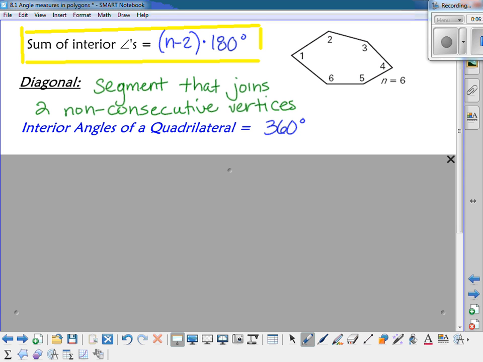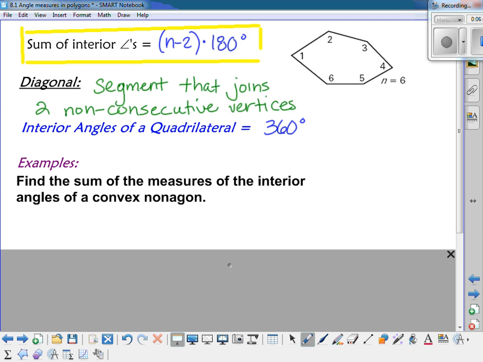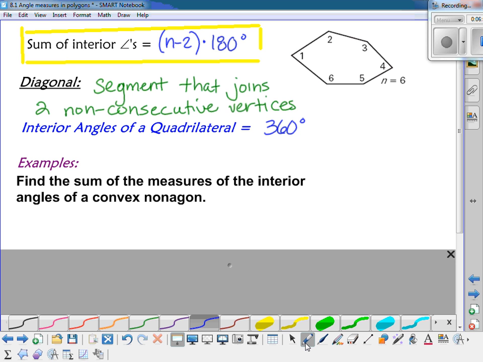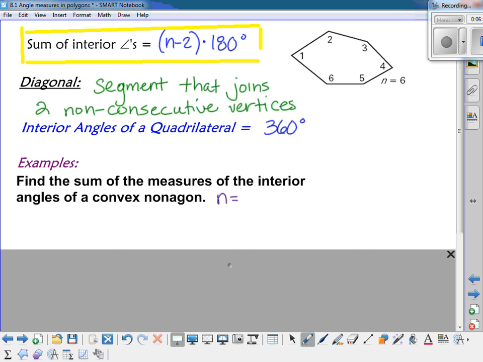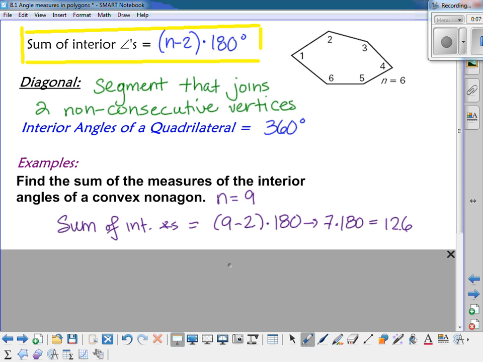We've got some examples where we're going to use this formula. We're going to find the sum of the measures of the interior angles of a convex nonagon. If it's a nonagon, then that means it has 9 sides. So the sum of the interior angles is just going to be 9 minus 2 times 180, which is 7 times 180. And so that would equal 1,260.